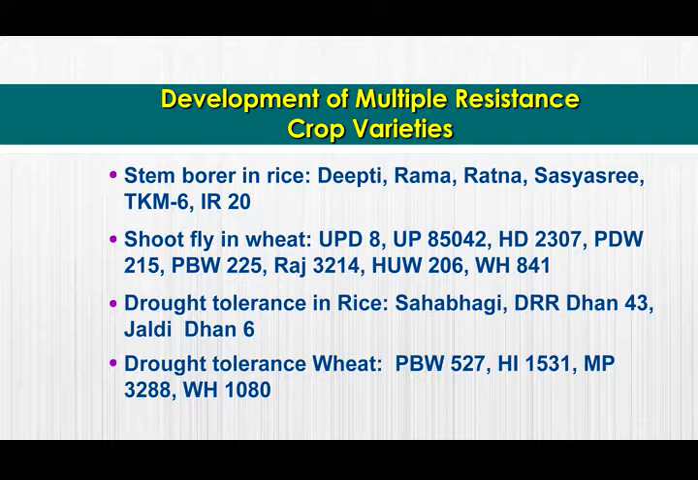For resistance to the shoot fly in wheat, important varieties are UPD8, UP85042, SD2307, PDW215, PBW255, Raj3214. For abiotic stress, we have drought tolerant varieties in rice like Sahabagi, DRR Dhan 43, Jaldi Dhan 6. Drought tolerant varieties in wheat are PBW 527, HI 1531, MP 3288.